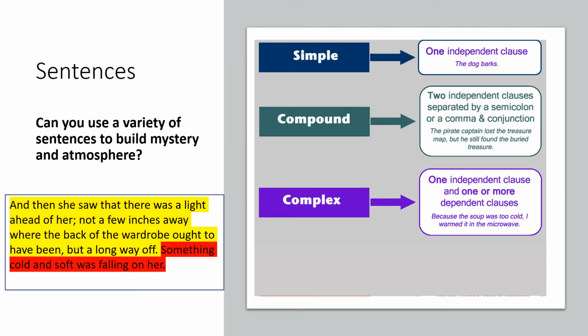Finally, using a variety of sentences can also help to build mystery and atmosphere by speeding up and slowing down the pace of your writing. Highlighted in yellow, we have the long compound sentence to illustrate the mystery, followed by a shorter sentence which adds to the sense of uncertainty. We still don't know if it's snow that's falling on Lucy.